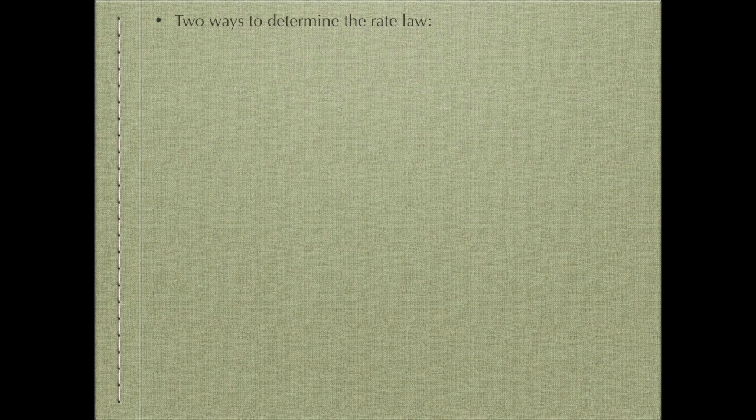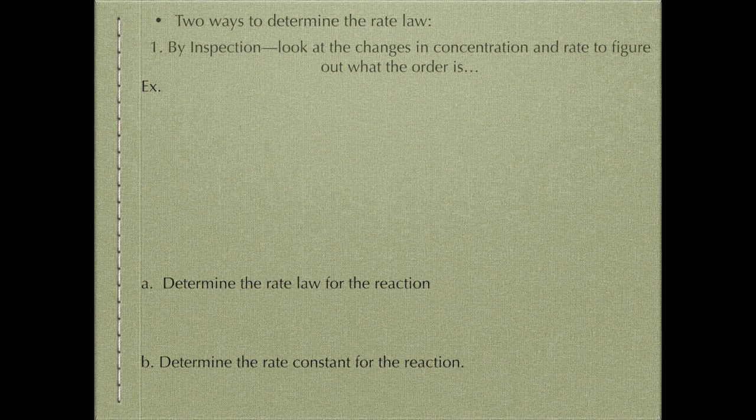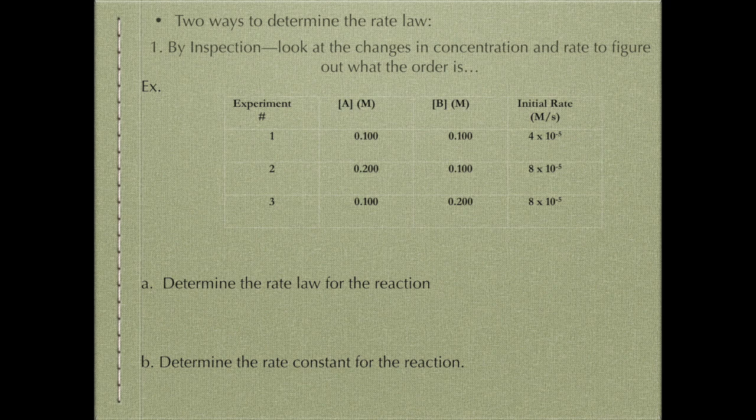So there are 2 different ways of determining the rate law experimentally. The first one is actually pretty nice and easy. Here's what you do. It's called determining the rate law by inspection. So what you're going to do is you're going to look at the changes in concentration and rate and figure out what the order is. So let's look at this example.